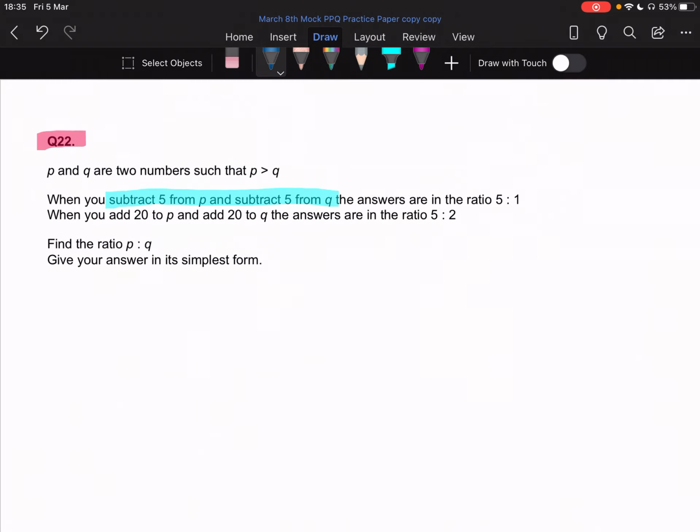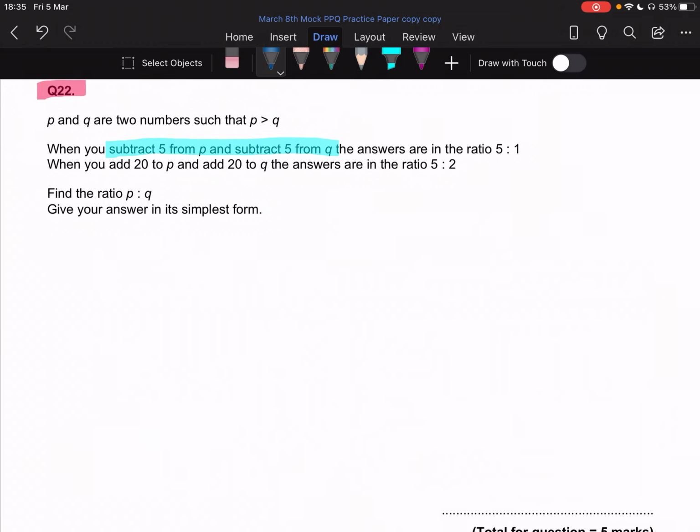So I start with P and I subtract 5 from it. So subtract 5 from P and subtract 5 from Q. So I can do Q minus 5 for the second part. The answers are in the ratio 5 to 1. So we can put a ratio sign in between our algebraic part as well. So these two ratios would be equal. That's what the question is saying.